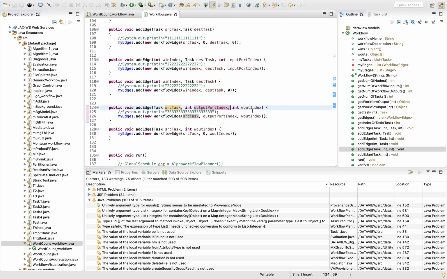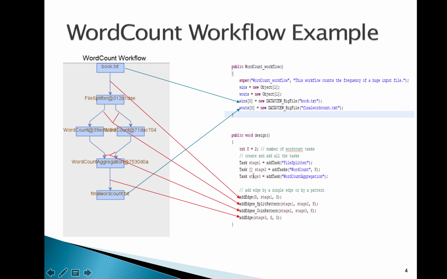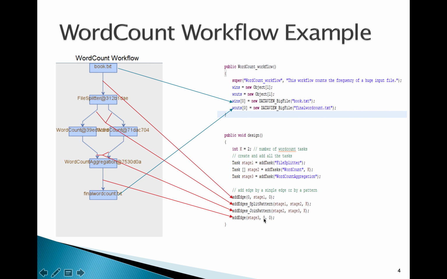Last one is the workflow output index. So the second 0 shows the output port index of this task, and the last 0 is the index of the workflow output. So this example will give you a whole idea of how to create a workflow and how to design a workflow.